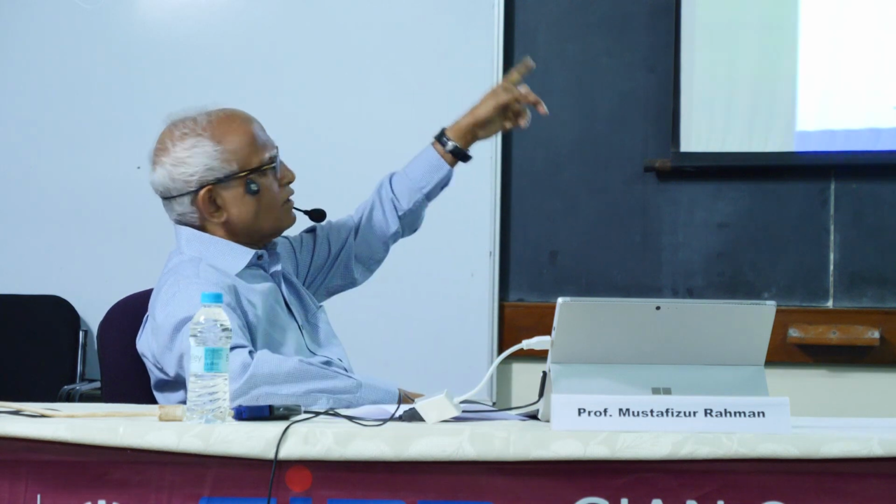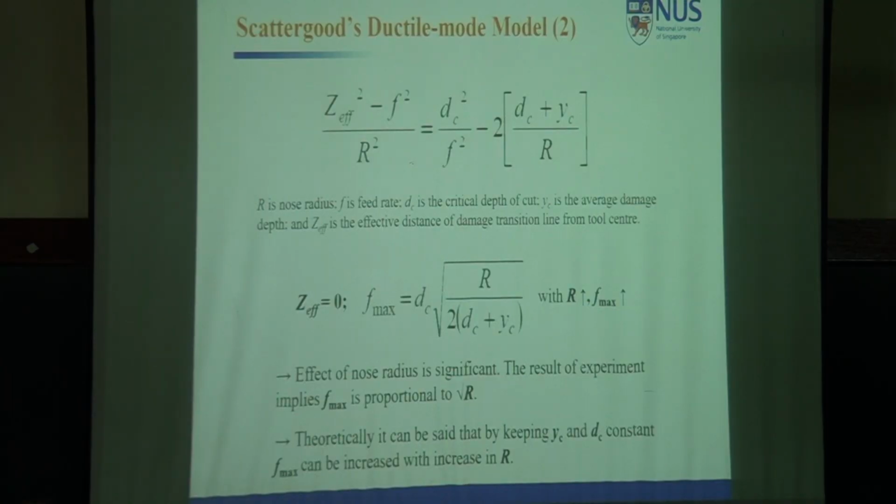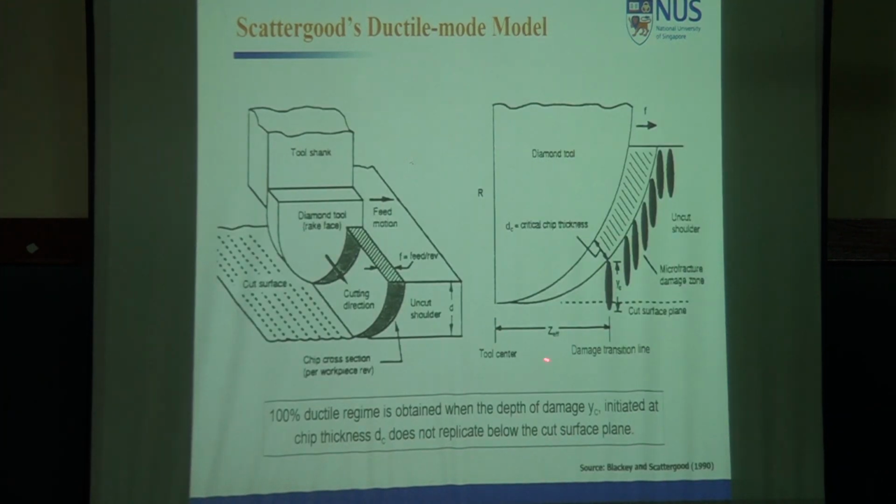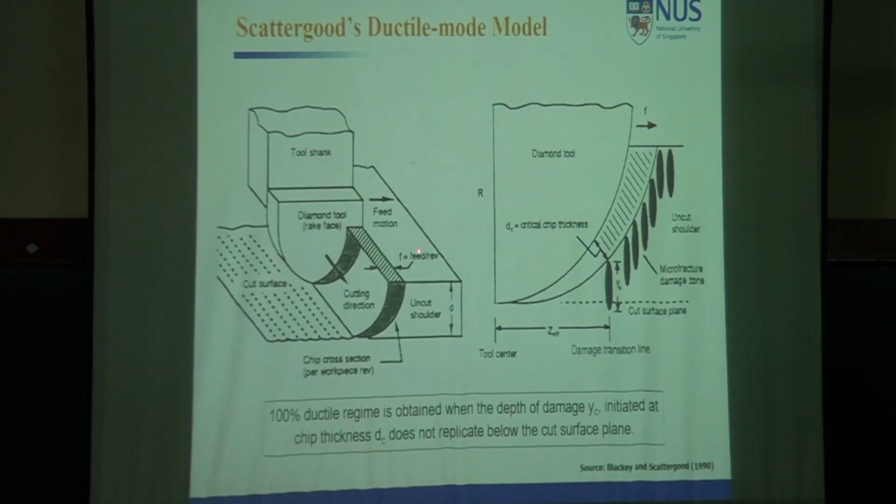And Scattergood developed this equation, and this equation is interesting. If you look at the previous figure, all these values are there: Z effective, YC, depth of cut D, chip thickness A, feed rate, all these things were there. Based on that, he developed an equation. What equation is it?